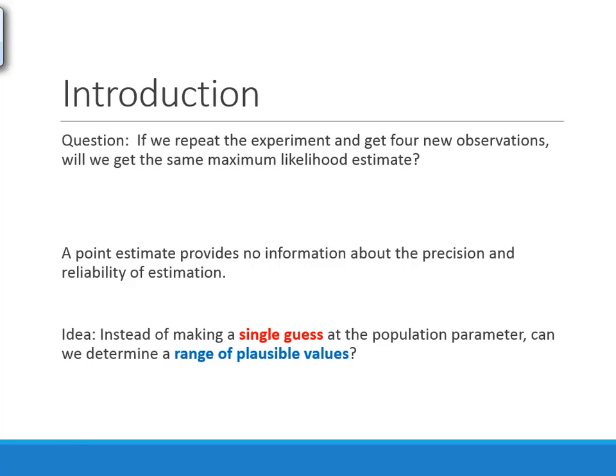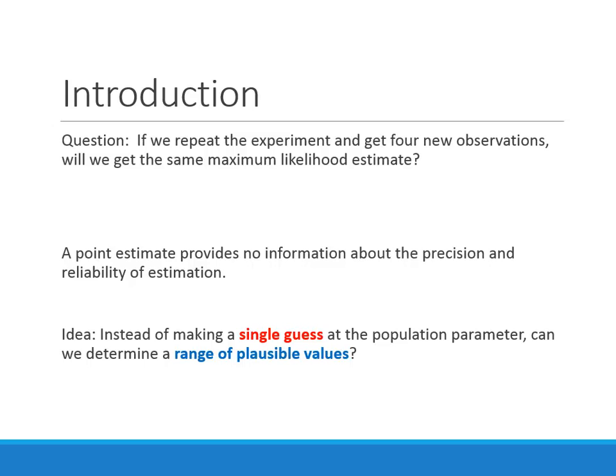Suppose you each do the experiment separately. Maybe you're taking the average height of students at Ohio State. I randomly sample 4 students, and you randomly sample 4 other students. Are you going to get the same maximum likelihood estimate that I do?